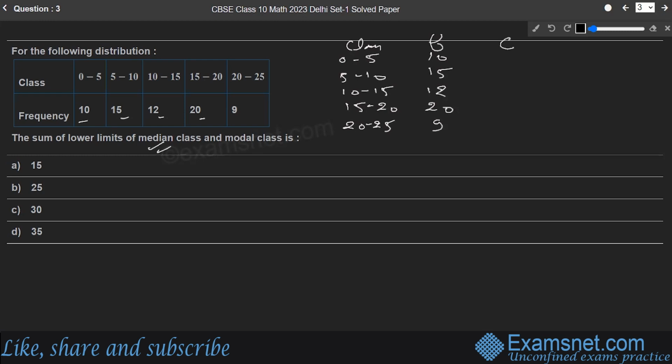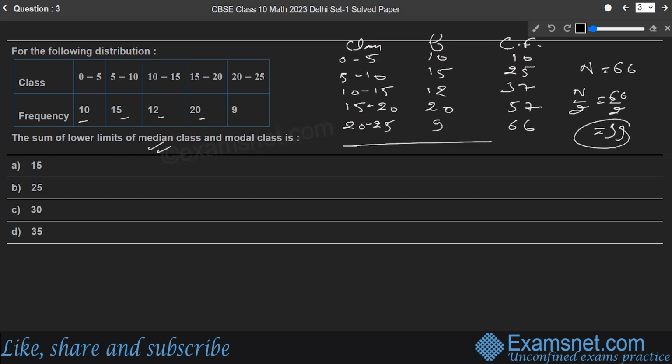The third column we'll find out as cumulative frequency. First is 10, then it is going to be 25, then 37, then 57, then 66. So these are the cumulative frequency values. Now, if you see this particular table, the maximum n is 66. And if you do n by 2, you're going to get 66 by 2, that is 33. Okay, 33 is the value of n by 2, and this 33 lies in which class interval? It lies in the interval where the cumulative frequency is 37, that is where the class range is 10 to 15, there where this particular value lies.